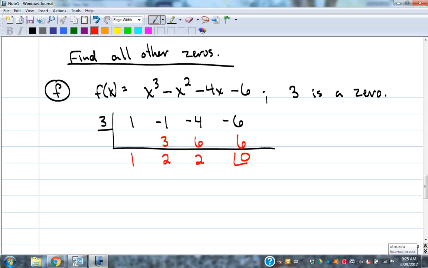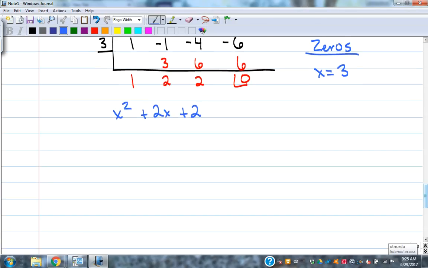So that tells me x equals 3 is a 0. So maybe over here it can be helpful to just say, okay, here are my zeros. X equals 3. That's the one they told me about. And then I'm going to find the rest of them. Well, I did that synthetic division from an x cubed function. I broke it down one time into an x squared function. So I have x squared plus 2x plus 2. And I want to try to factor that if I can. I want it to multiply to be 2 and add to be 2. Uh-oh. Is there anything that does that?